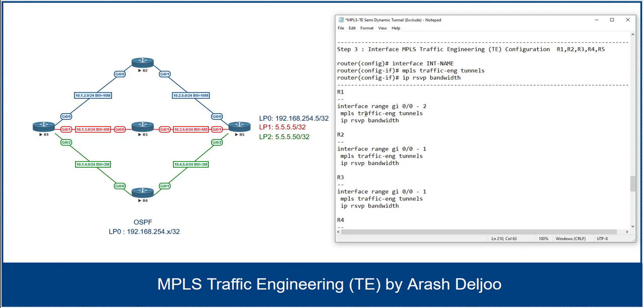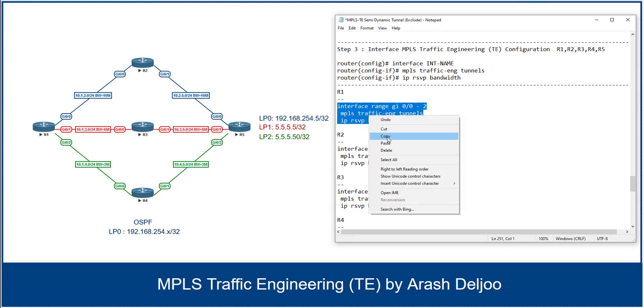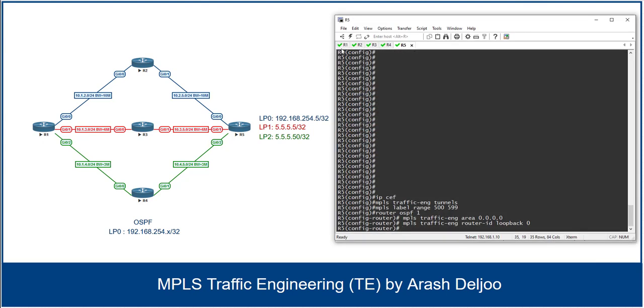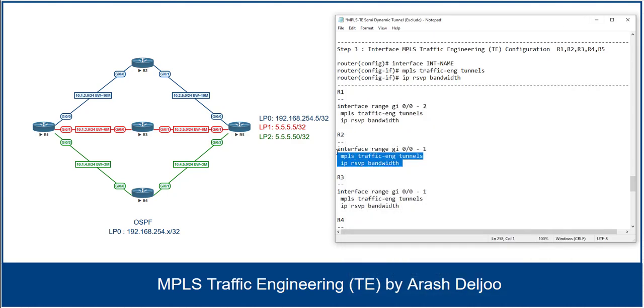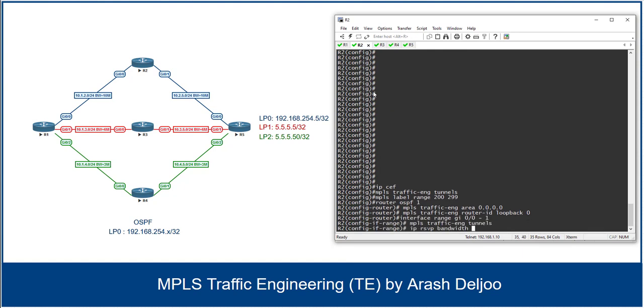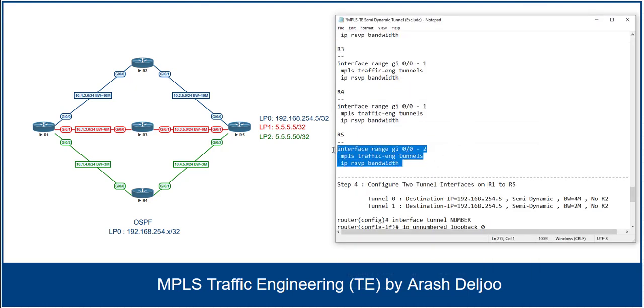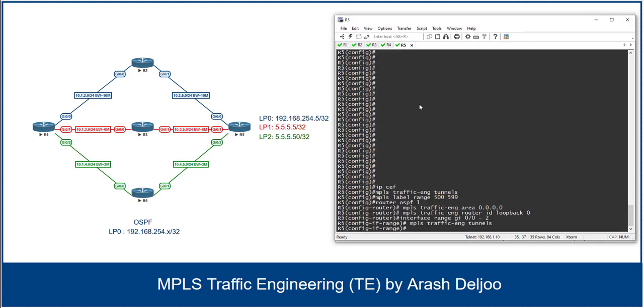Interface range command, MPLS traffic engineering tunnels, and IP RSVP bandwidth. This is the R1 configuration. And also in router 2, router 3, and router 4, we have similar commands, as you can see here. And finally, in router 5, again, we have 3 interfaces. Because of that, we need to copy the configuration of router 5 and paste it here.